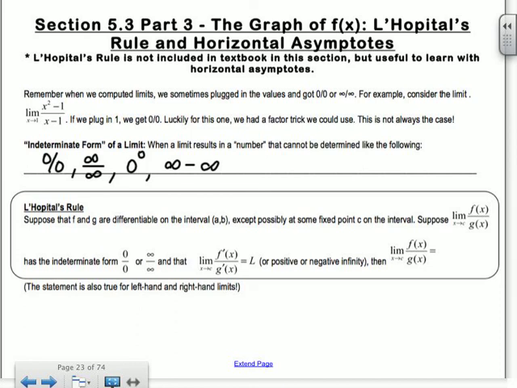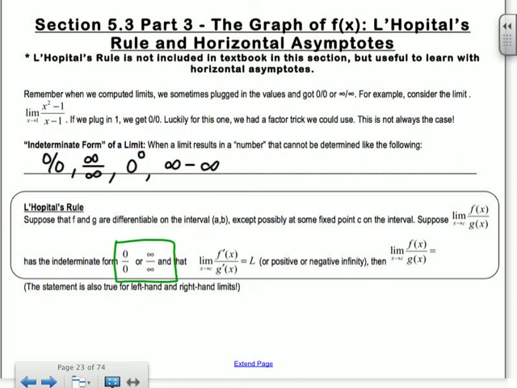Suppose that f and g are differentiable on the interval a to b, except possibly at some fixed point c in the interval. So at some point c, maybe it's undefined, maybe there's an open circle. Suppose that the limit as x goes to c of f of x over g of x has the indeterminate form of 0 over 0 or infinity over infinity. Those are the only two cases you can have for L'Hopital's rule.